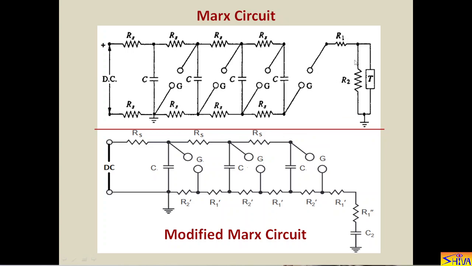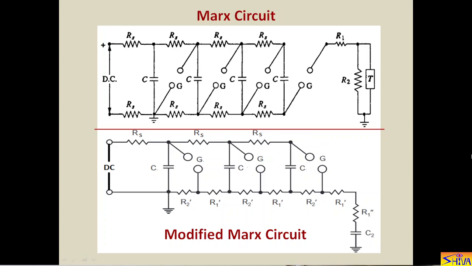In the Marx circuit, these wave shaping network resistors are outside the entire network. Now if we look at the modified Marx circuit, these wave shaping network resistors R1 dash, R2 dash become part of the circuit, meaning they are internal to the main circuit. Here the wave shaping network also consists of R1, R2 dash, all C's operating in series, and then the capacitance of the test object, that is C2, and its resistance R1 dash. So these are the components of the circuit for the multi-stage impulse generator.